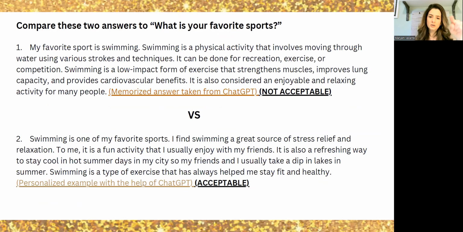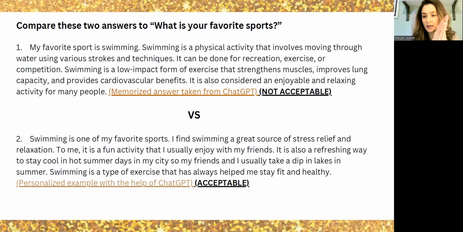In this slide, I'll show you the difference between two answers, and we'll see why one of them is acceptable and why the other one is not. Just have this question in mind. Imagine you're asked, what is your favorite sport? And we have two answers here.